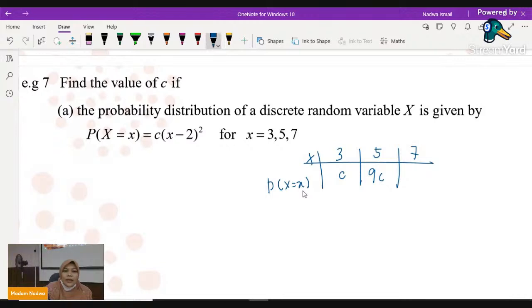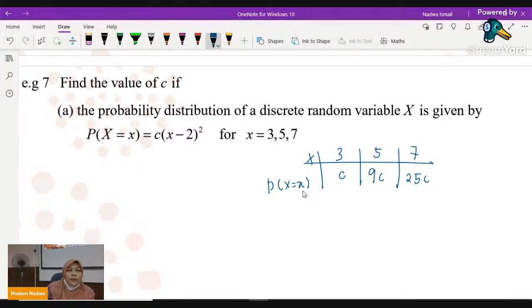When X equals 7, 7 minus 2 is 5. 5 squared is 25. It is 25C. So this is your probability distribution table. Okay, the question does not ask for the probability distribution table. It asks for the value of C.